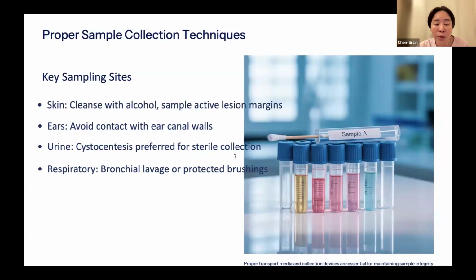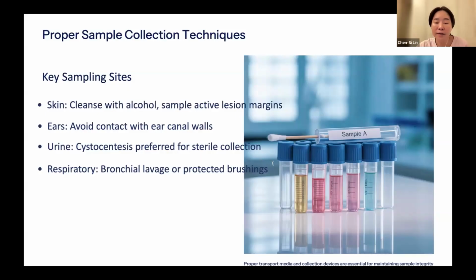So if we try to get the ear swab, try your best not to touch the canal walls. Yeah, it's very important, because if we pick up only commensal bacteria, the culture won't reflect the actual infection.